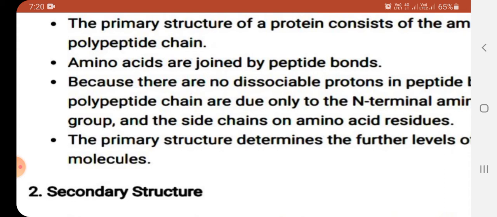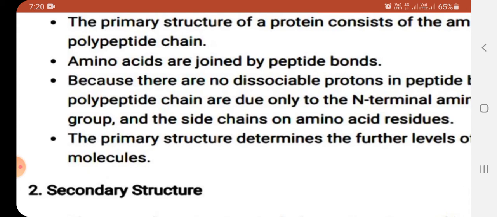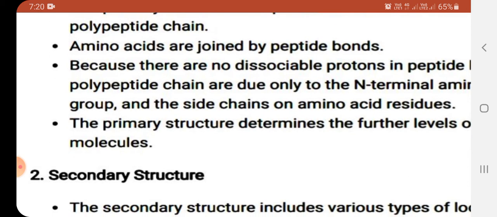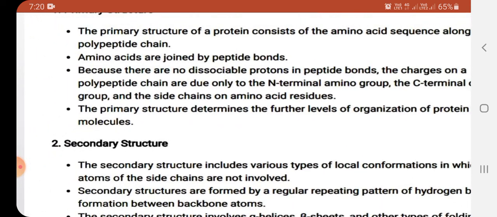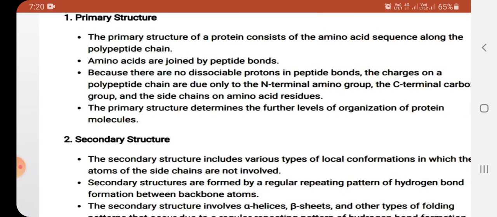The primary structure of ribonuclease was determined by Hirs, Moore and Stein in 1960. It consists of a single polypeptide chain of 120 amino acid residues with lysine at the N terminal and valine at the C terminal. So the primary structure determines further the level of organization of the protein molecule.